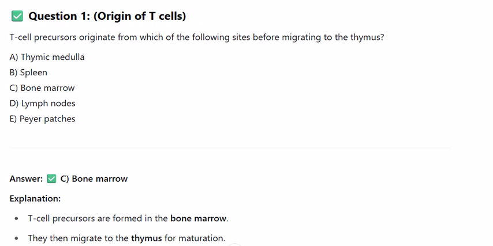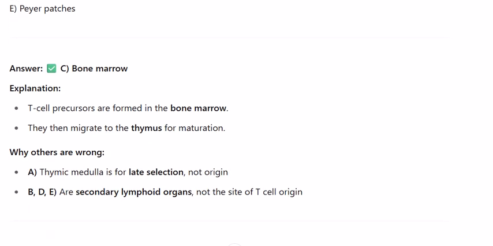Explanation. T-cell precursors are formed in the bone marrow. They then migrate to the thymus for maturation. Why others are wrong? A. Thymic medulla is for late selection, not origin. B, D, E are secondary lymphoid organs, not the site of T-cell origin.